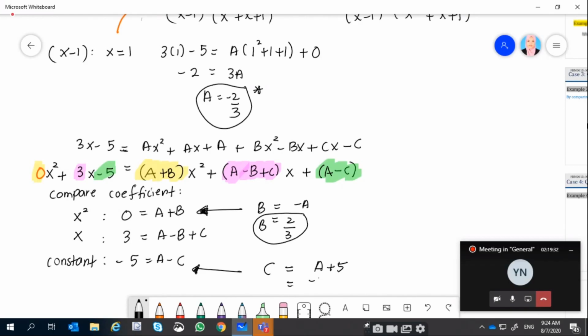So what is a? A equals negative 2 over 3. So c equals 13 divided by 3. Alright?